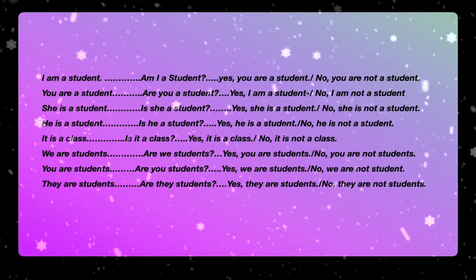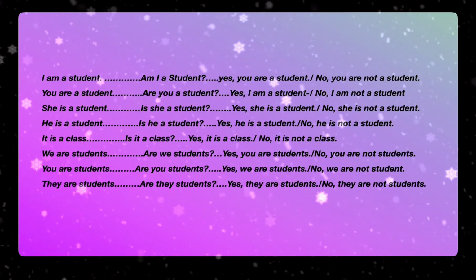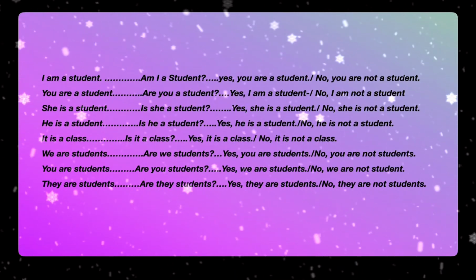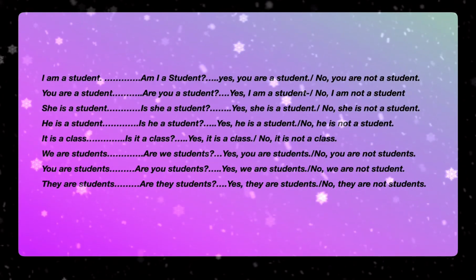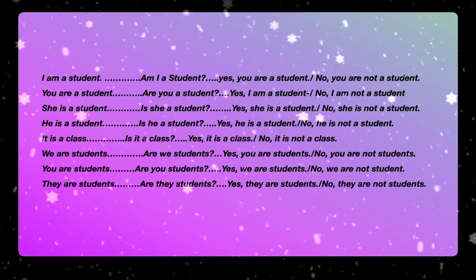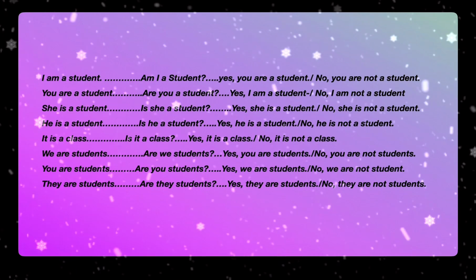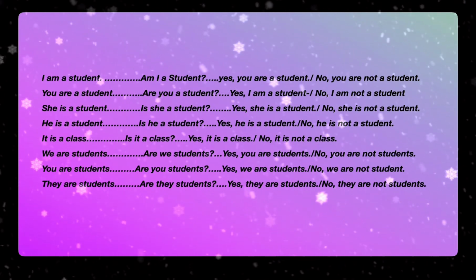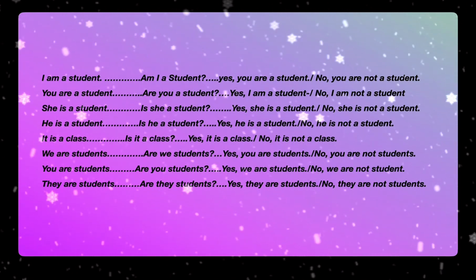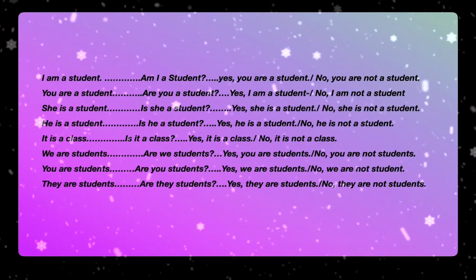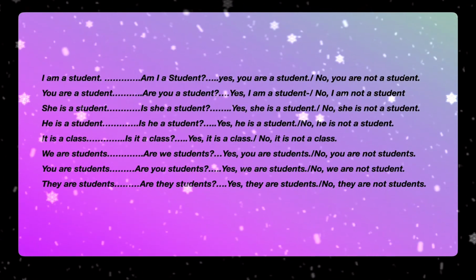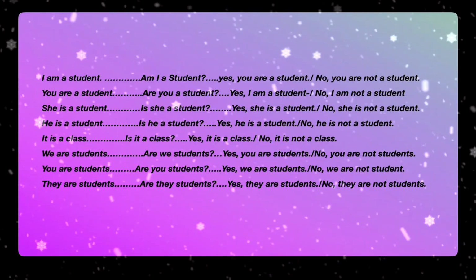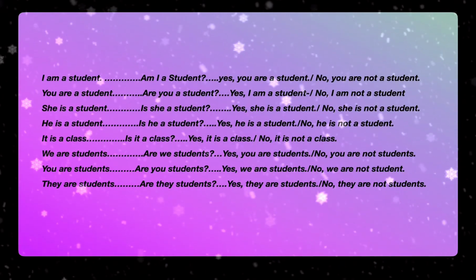So we're going to ask a question. We're going to change the sentence to a question form. We need to change the placement of subject and verb. Am comes first, then the subject, then the rest of the sentence. Am I a student? And then the question mark. All of the questions should have a question mark. That's really important, especially in writing.